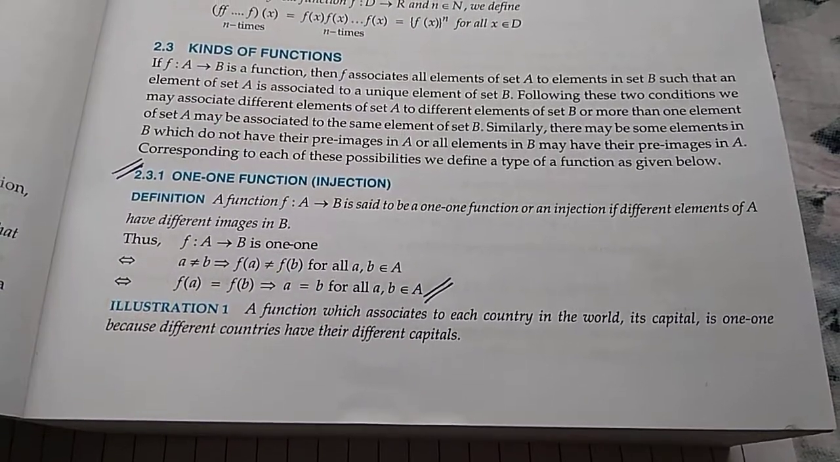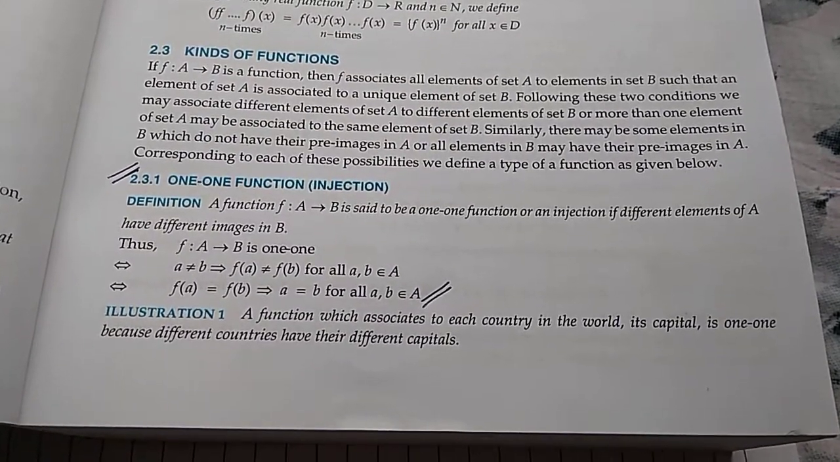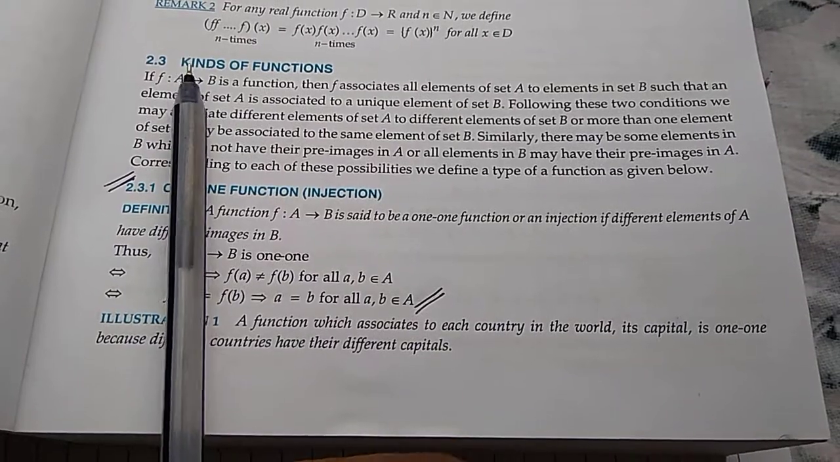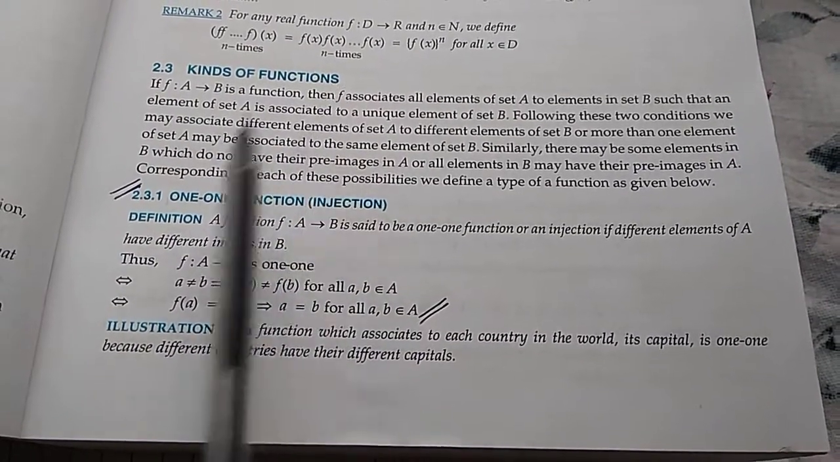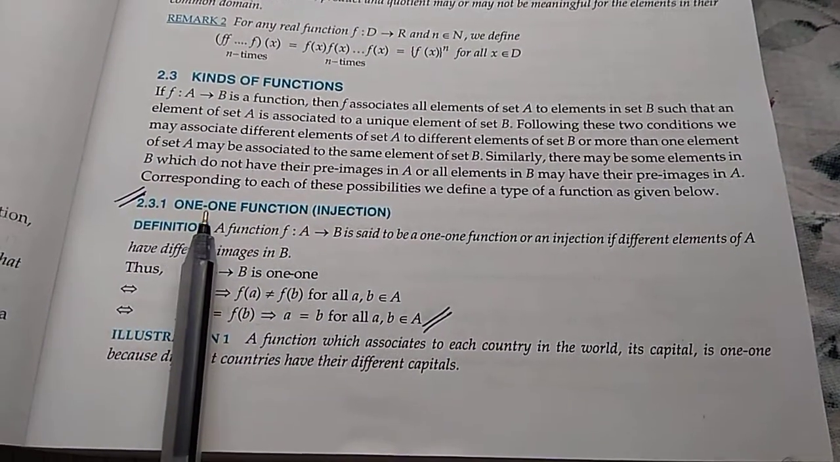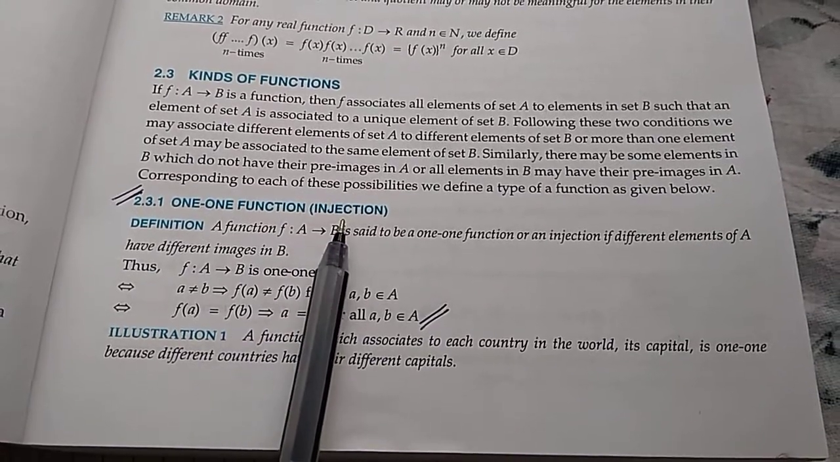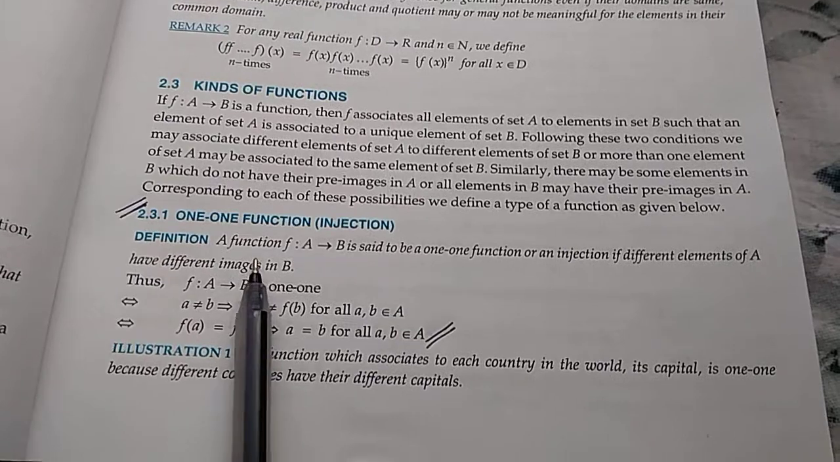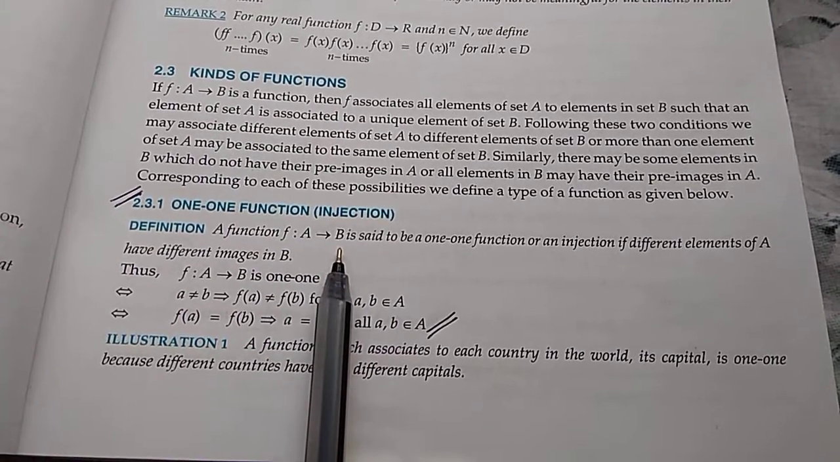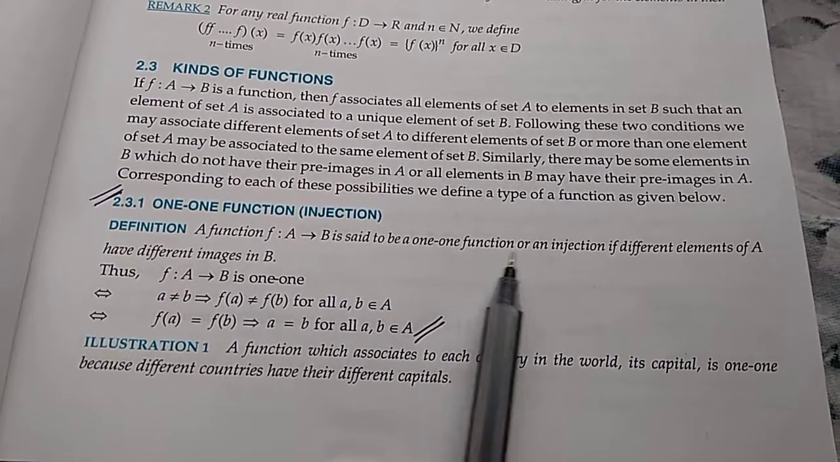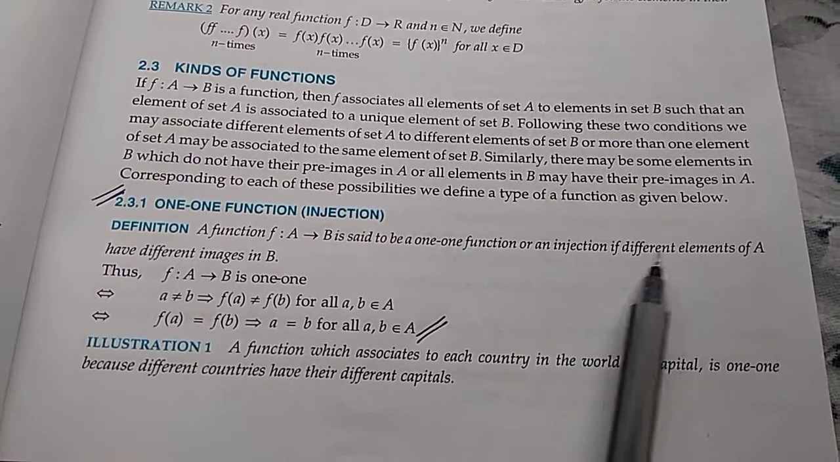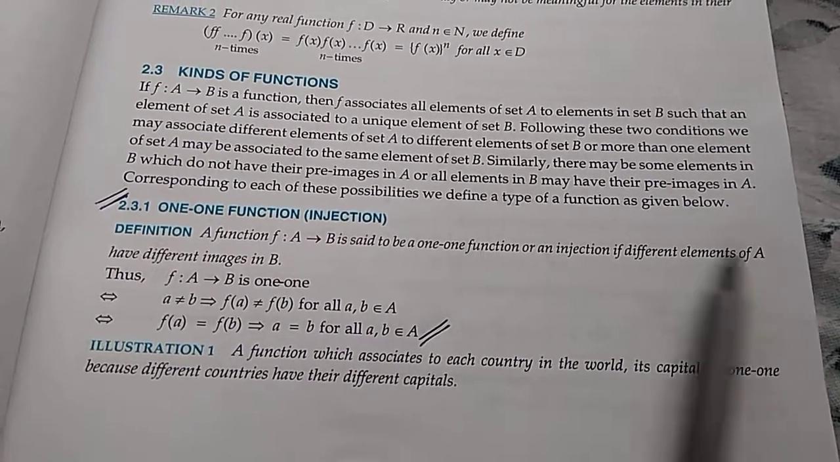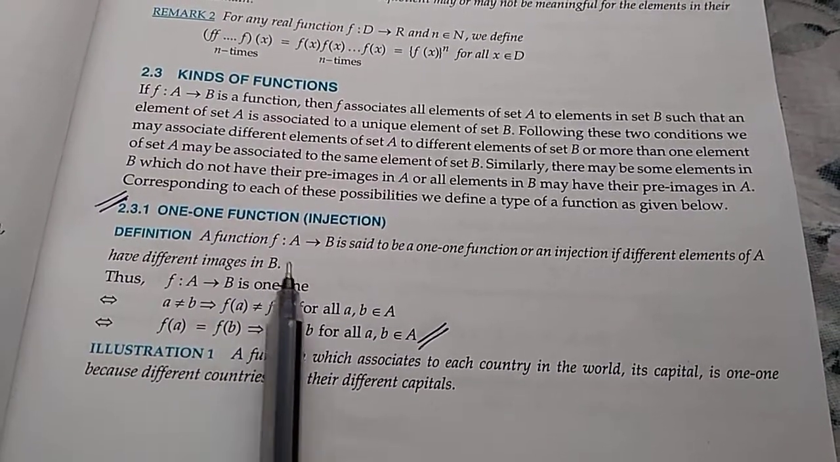Dear student, today we shall discuss kinds of functions. First we discuss one-one function or injection. Its definition is: a function f from A to B is said to be a one-one function or an injection if different elements of A have different images in B.